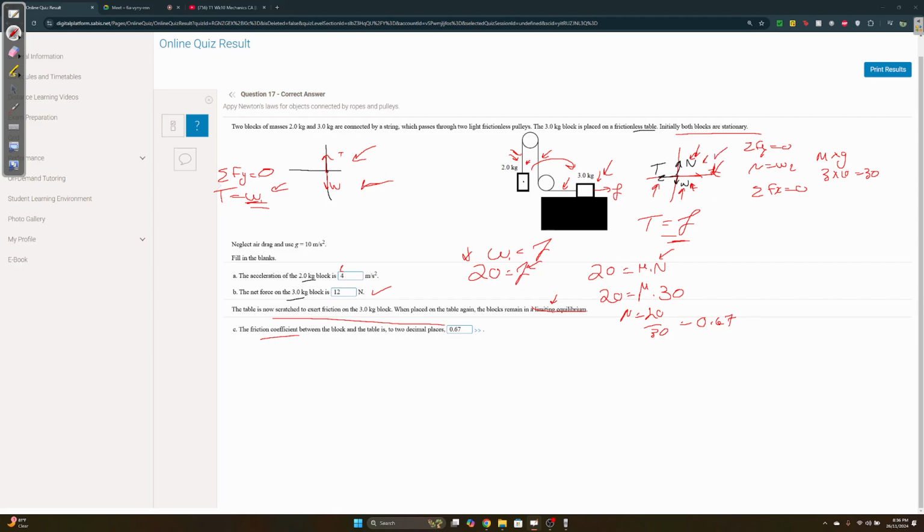To find N, you have to go back here. N is equal to W because sigma Fy equals 0. And this W is different than this W. This W is equal to the mg here, so 3 times 10, 30. So N is equal to W2, which is 30. So for N, you substitute 30, so 20 equals mu times 30. Mu equals 20 over 30, which is 0.67.